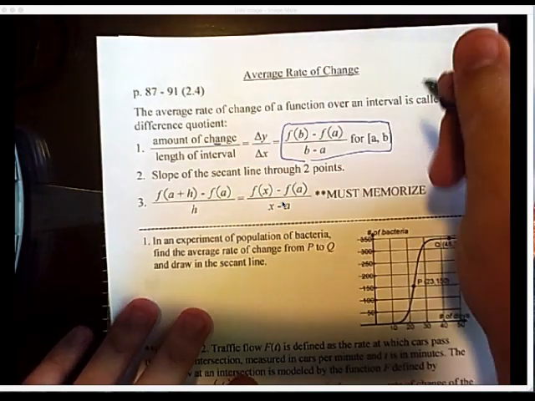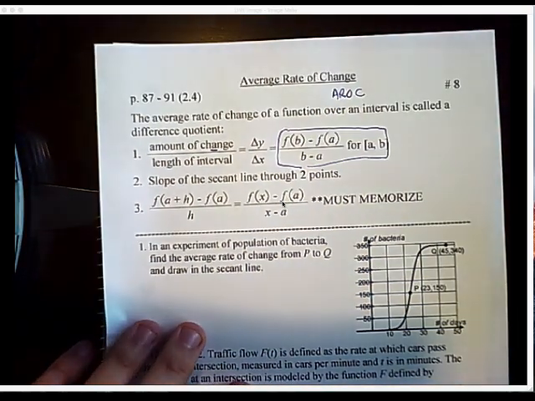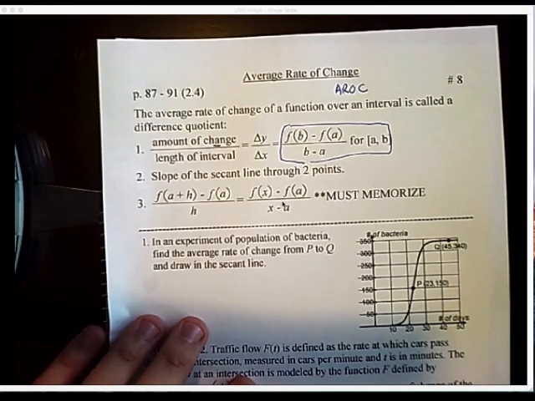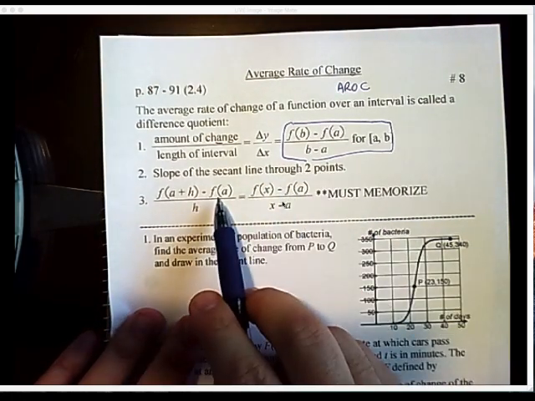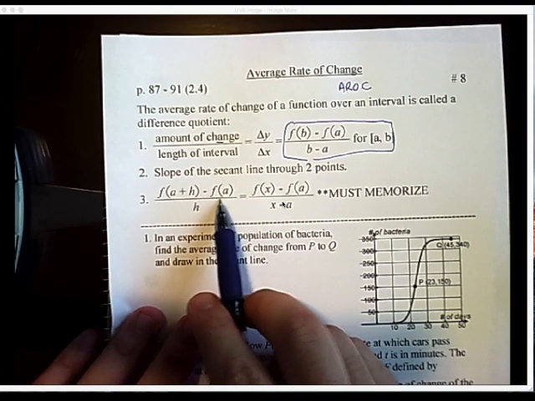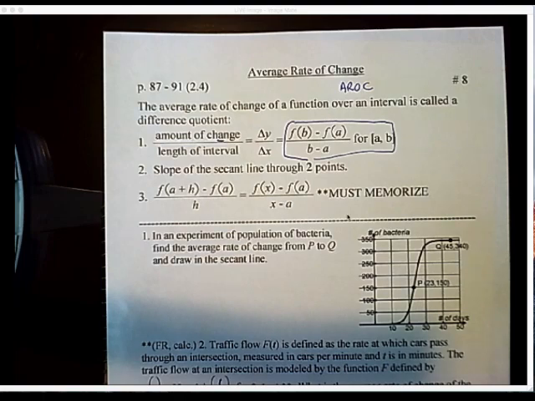And sometimes we abbreviate that as AROC. Okay. And it's also the slope of the secant line through 2 points, and also gives us two other equations. Now we'll get to these eventually. Okay, we'll actually get to these in another lesson.